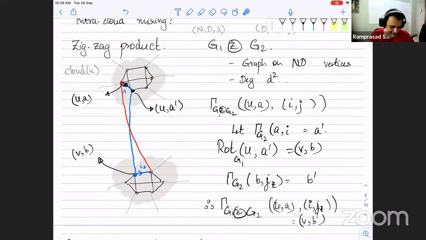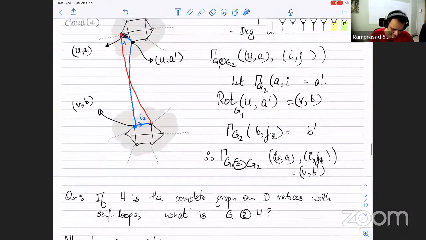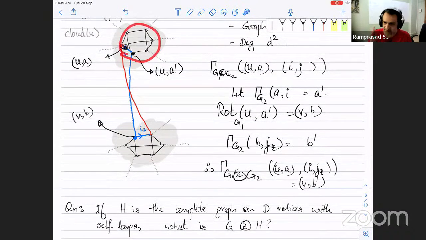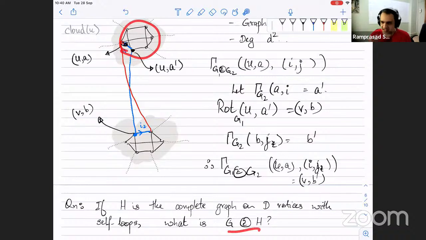Okay, so this is one way. And here is just for people to internalize this. Suppose H was the complete graph on D vertices with self loops everywhere. That was the graph H. What would G zigzag H be?